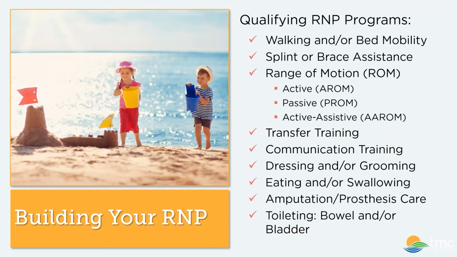And what are the qualifying programs? Well, it's very specific on which ones qualify. Walking and or bed mobility, splinting or bracing. Now, it could be walking and bed mobility or both on the plan of care, but you'd want to make sure you have that third program because walking and bed mobility is going to count as one. Splinting or bracing, it could be an upper body splint and a lower body splint, still going to count as one program. Range of motion, it could be upper body, lower body, active, passive, whatever the resident needs, but it's going to count as one program.